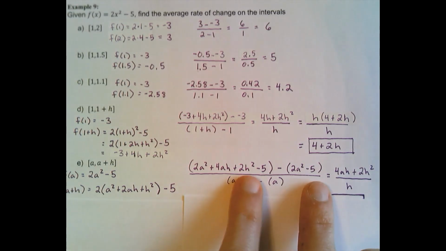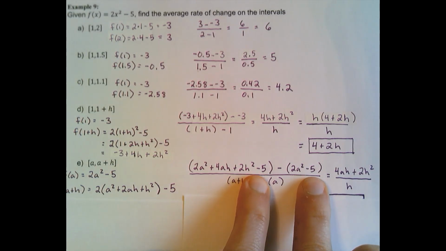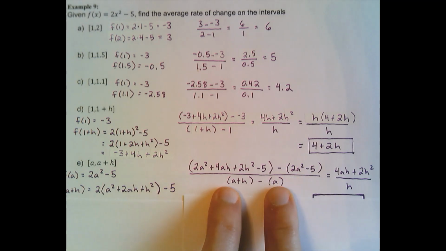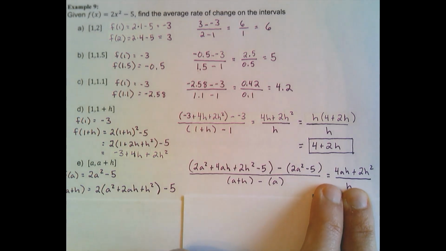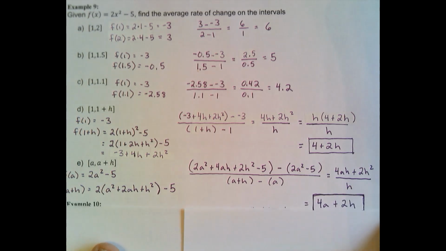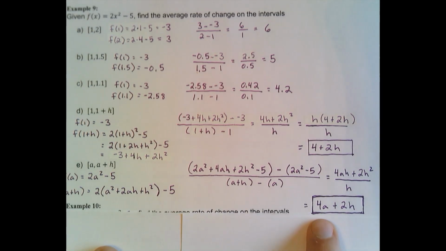The minus 5s cancel each other out. The 2a squareds cancel each other out. And the a's cancel each other out. And then we simplify the expression one step further by pulling an h out of all three terms, and we arrive at the expression 4a plus 2h.